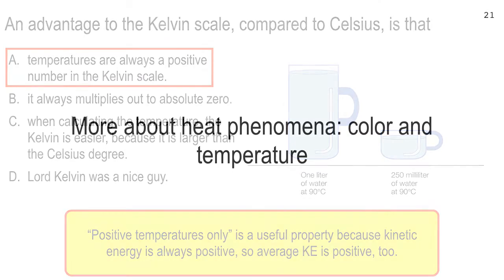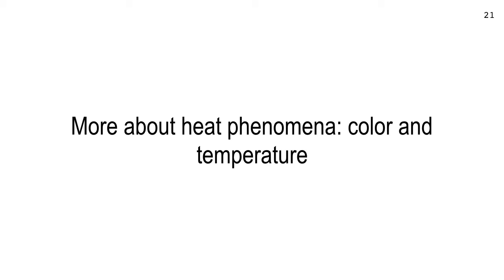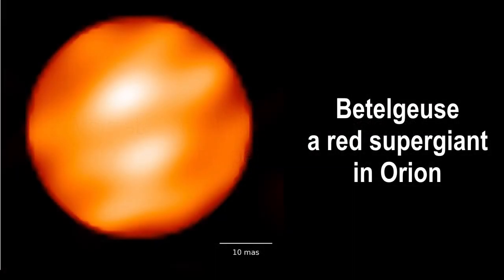Now, I want to give you some more information about temperature and color in terms of heat phenomena. Here's an image that is a few years old. This is an actual image of the face of a star that is close enough and big enough that we can actually make out the features of it. This is called Betelgeuse. If I remember correctly, Betelgeuse is the right shoulder of the constellation Orion.